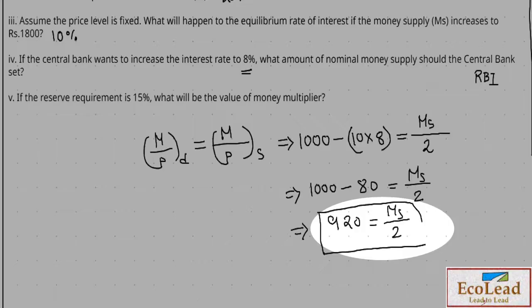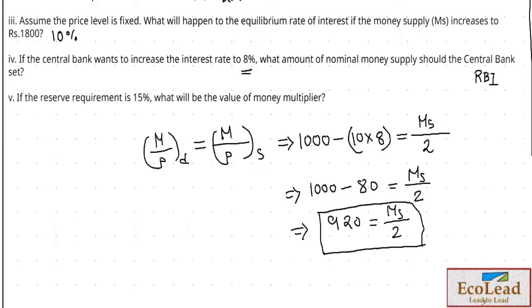Now we are asked to find out the nominal money supply. So what we need to do? We need to find out the Ms by multiplying the real money supply with the price level, that is 2. Here the value will be 1840. So the question number 4 also we have solved. The value of the nominal money supply is 1840.